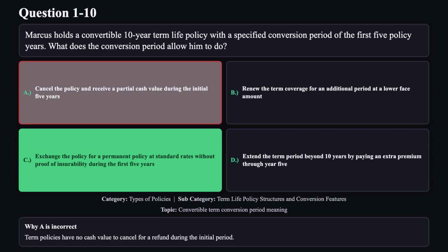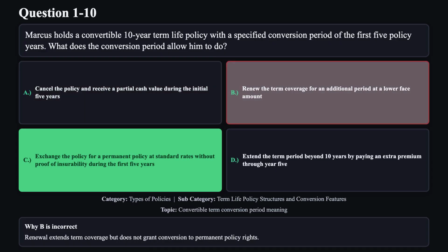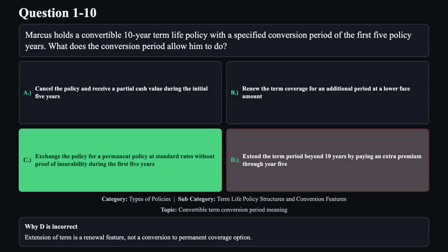Reason A is not correct. Term policies have no cash value to cancel for a refund during the initial period. Reason B is not correct. Renewal extends term coverage but does not grant conversion to permanent policy rights. Reason D is not correct. Extension of term is a renewal feature, not a conversion to permanent coverage option.